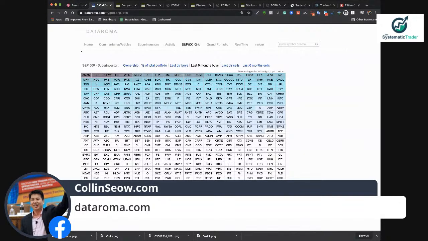Because when you find that super gem, super undervalued stock that nobody discovered, the price may not go up. But when you look at all these stocks, they have institutions holding or buying their stock, so the chance of it going up is higher. There's what we call institution sponsorship. They got institution sponsorship.